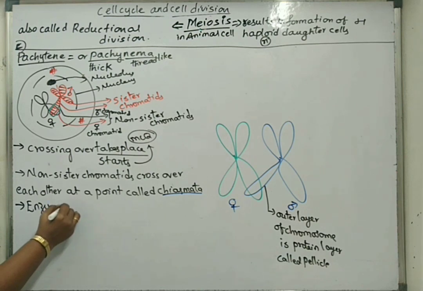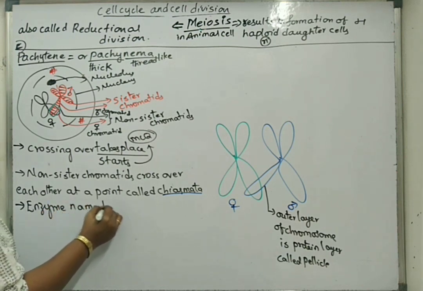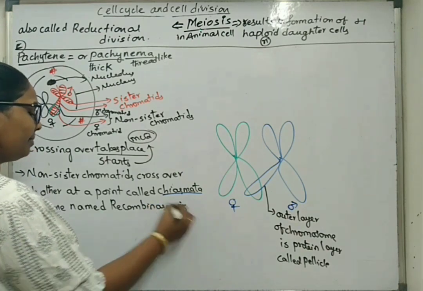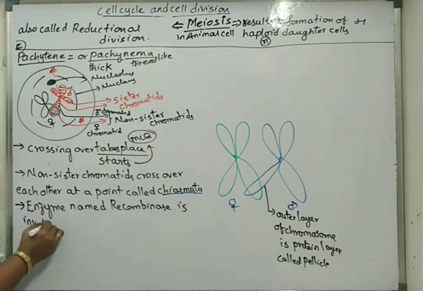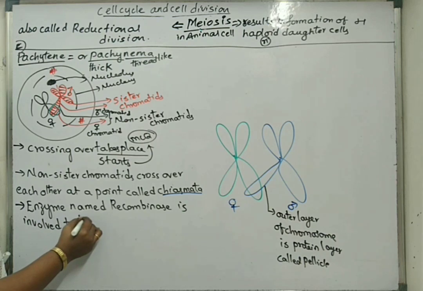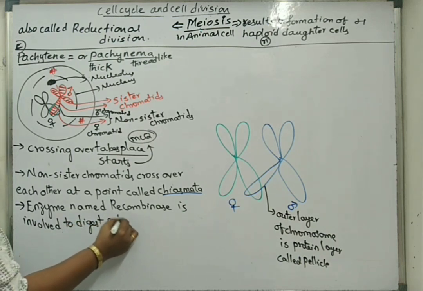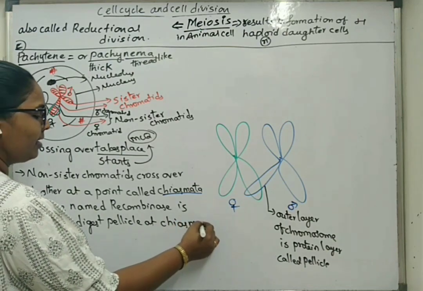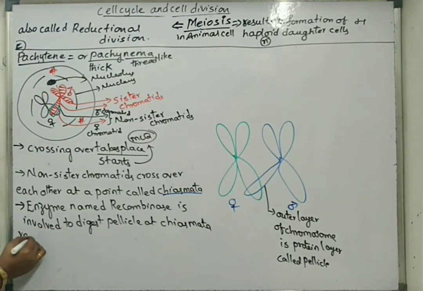Enzyme named recombinase is involved to digest pellicle at chiasmata region.